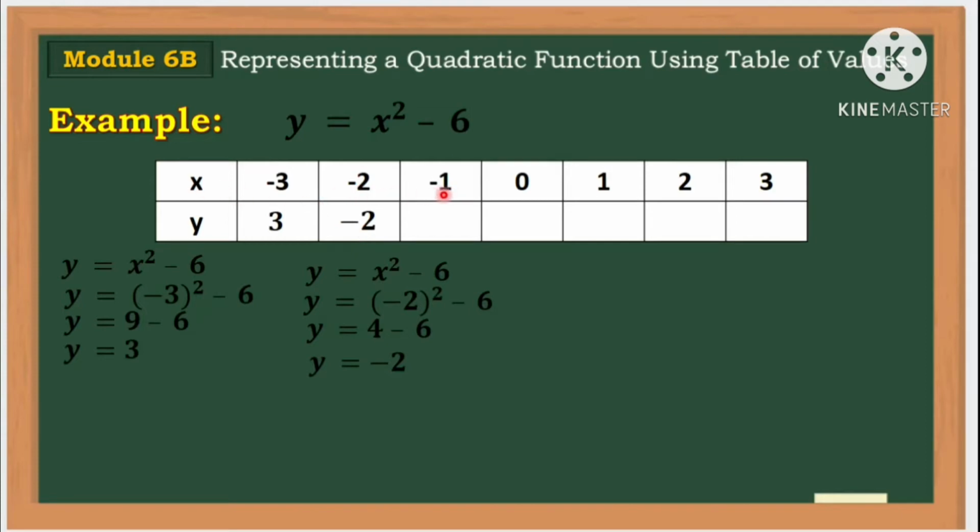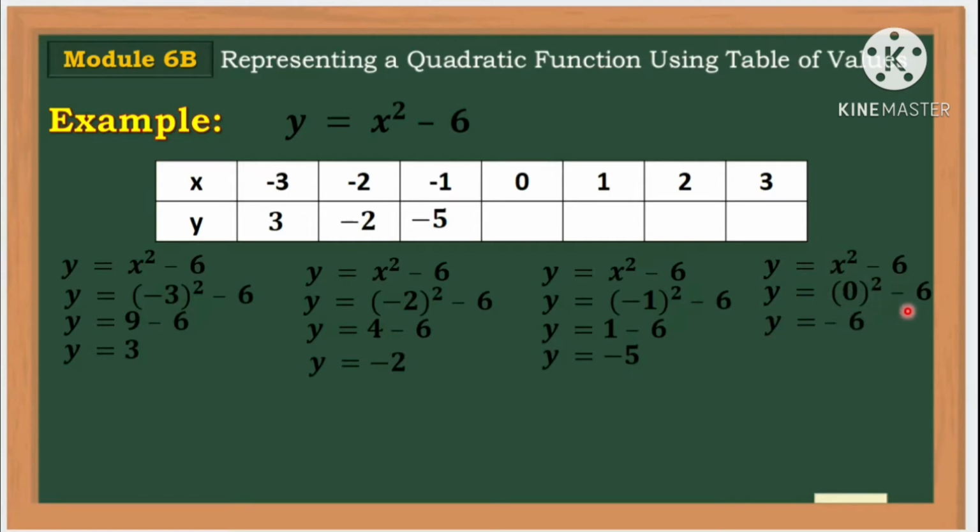Next, if x is negative 1, change the value or substitute the value of x, which is negative 1. So negative 1 times negative 1, positive 1. So 1 minus 6 is equal to negative 5. So if x is negative 1, then y is negative 5. Let's proceed. Next, if x is 0, automatic, so remaining is negative 6.